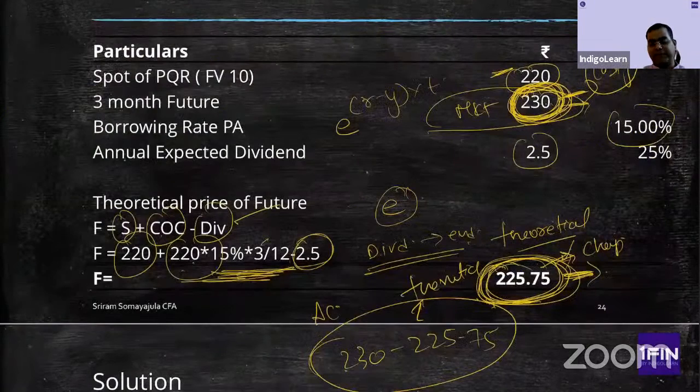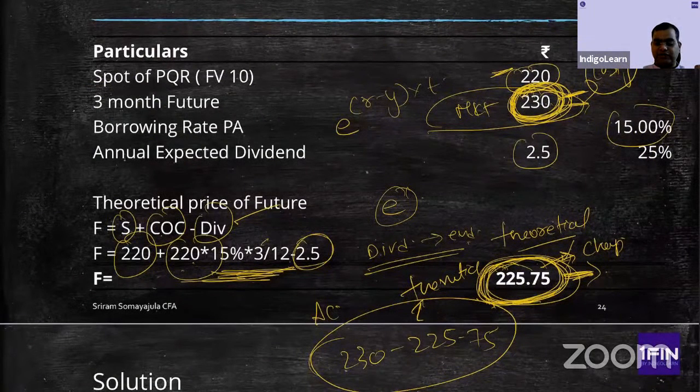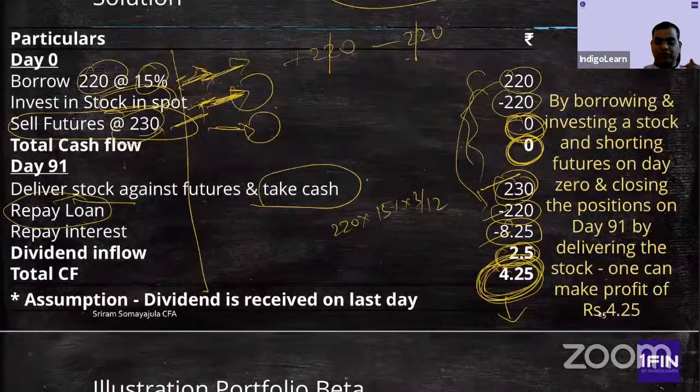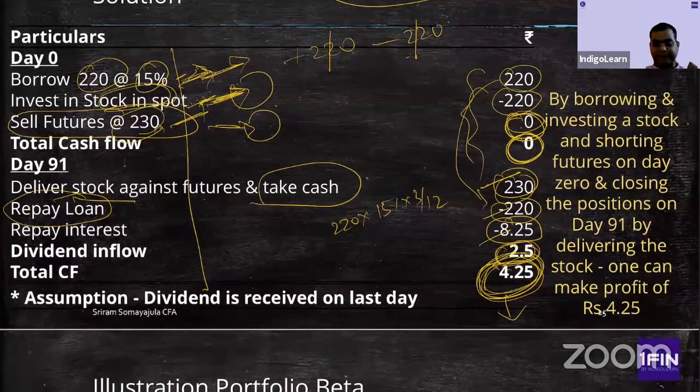The same thing in reverse will happen if the current market price is 220 and the theoretical future price is 225.75. You will enter into exactly opposite transactions, and there also you will make the difference between these two, 225.75 versus your 220, which is 5.75. You'll make a gain.